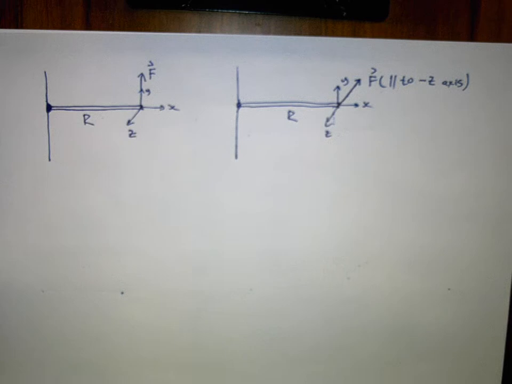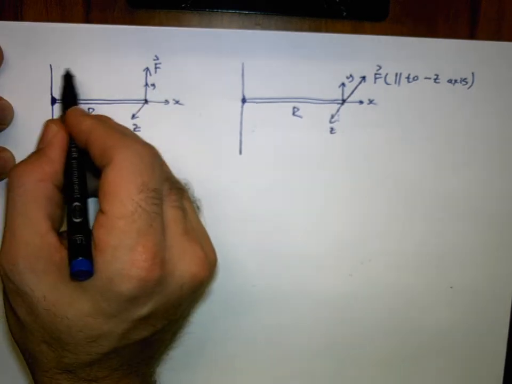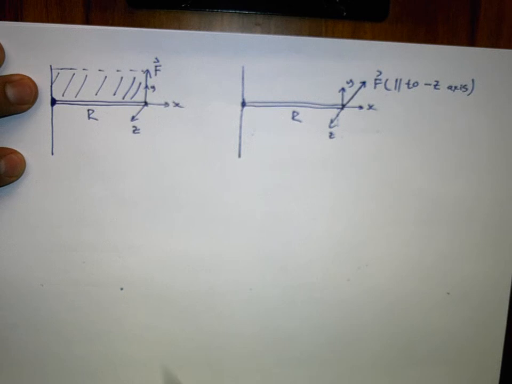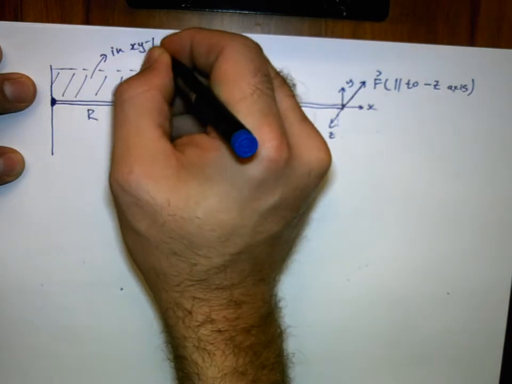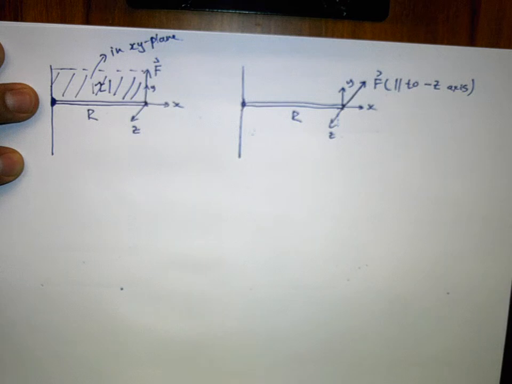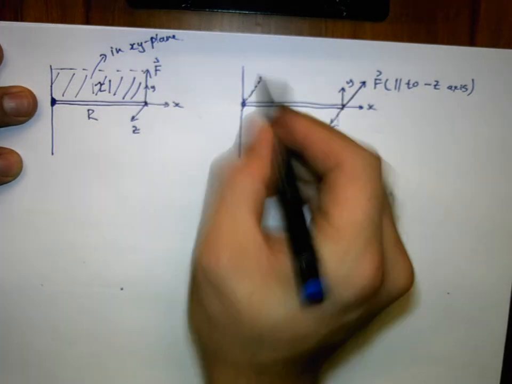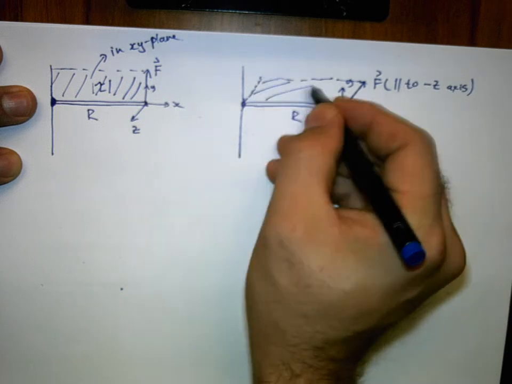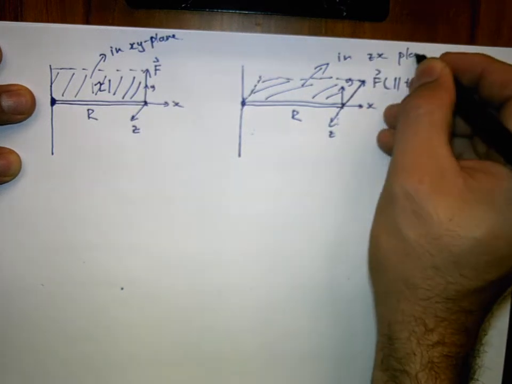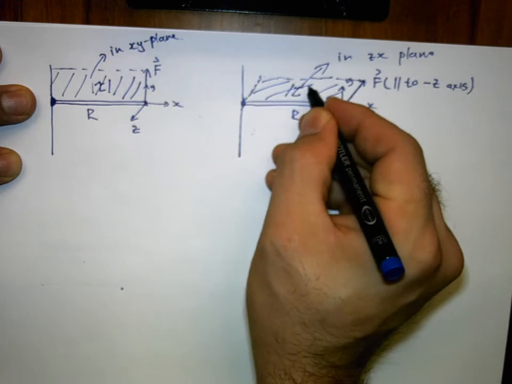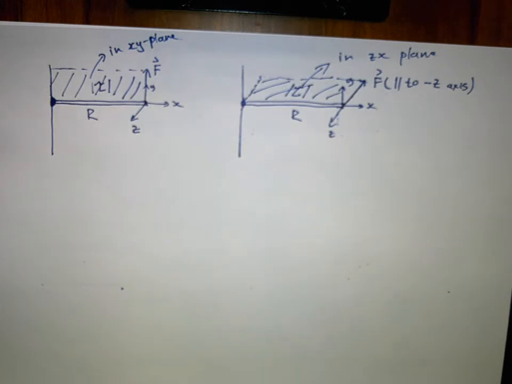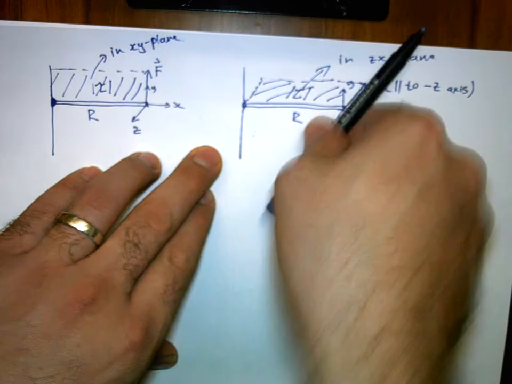So let's look at the torques associated with this. We can complete this area. Here we've got an area in the xy plane, and the size of this area gives me the torque associated with F. Here we've got an area like so. This is in the zx plane, and its magnitude is also equal to the torque of this force. So the only thing that's different between these two pictures is the direction of the force. Here the force is in the positive y direction, here the force is in the negative z direction.